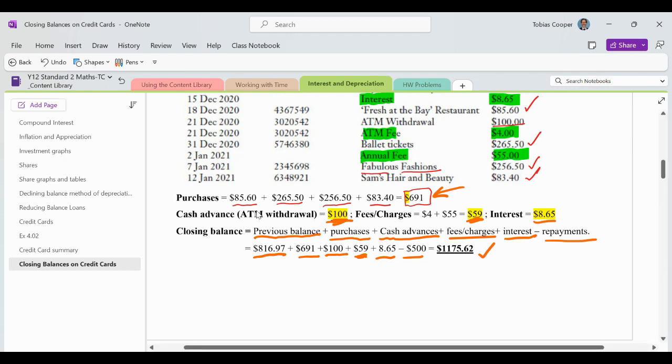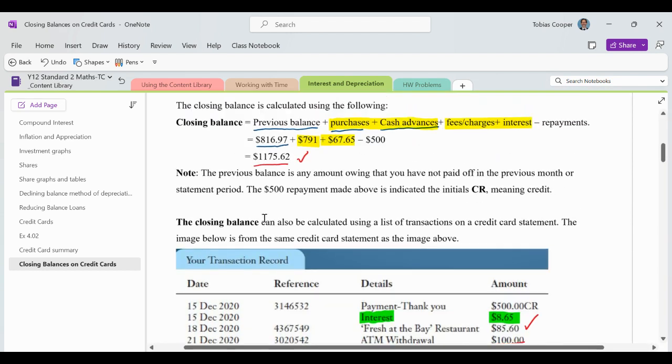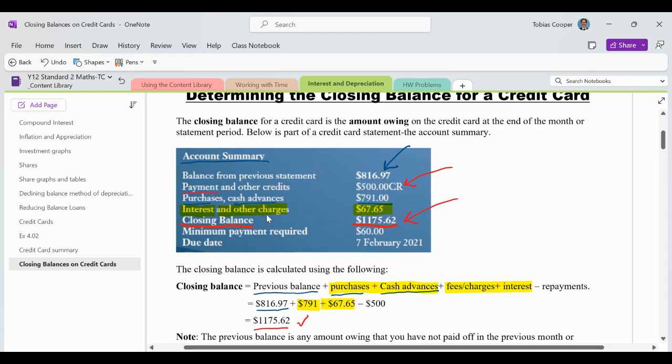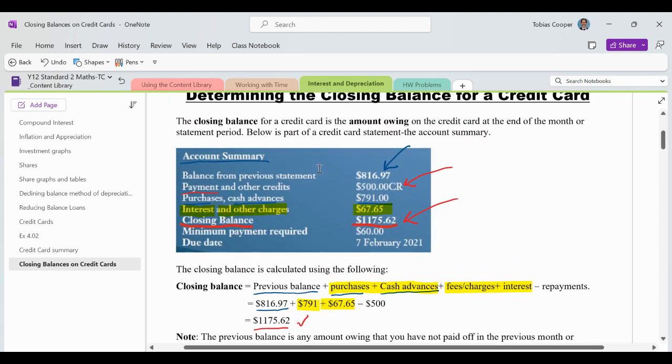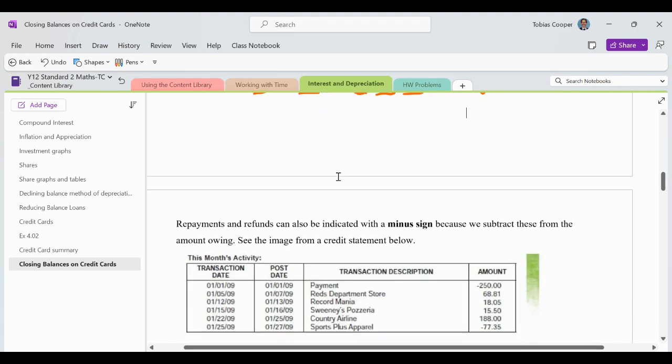So on a credit card statement, you can calculate the amount owing from the account summary, or you could calculate it from the list of transactions. It's easier to do it from the account summary, right? But either method is correct.